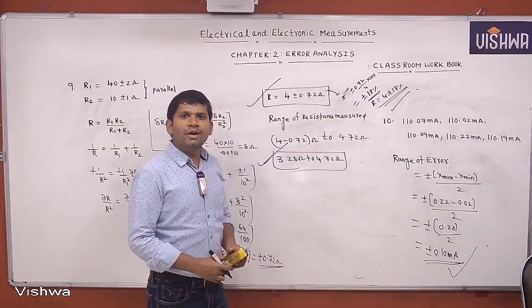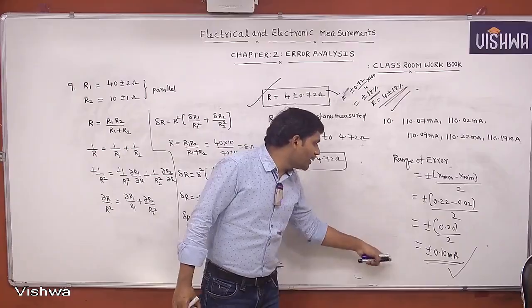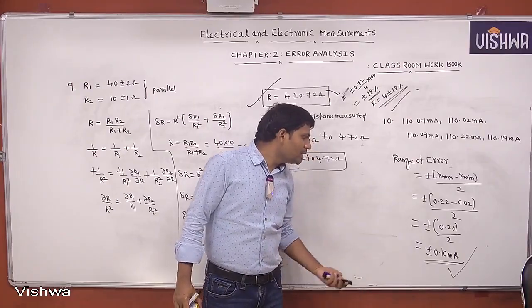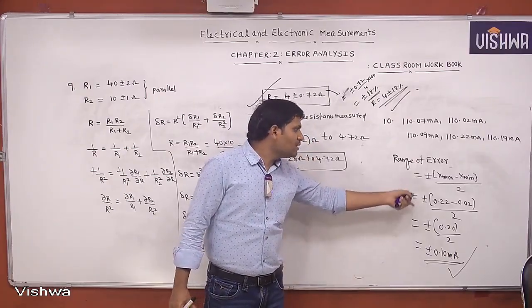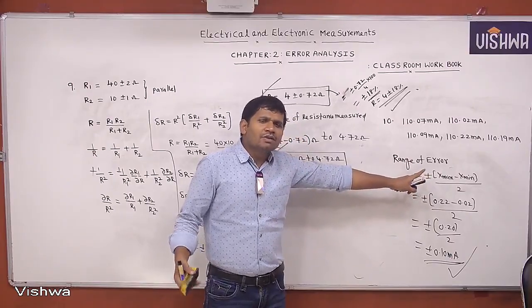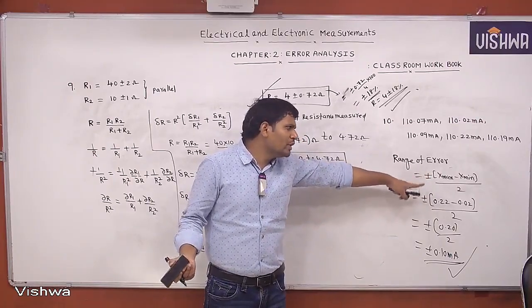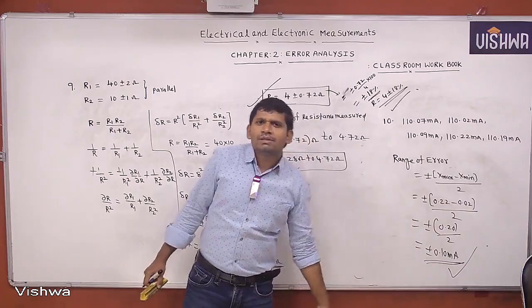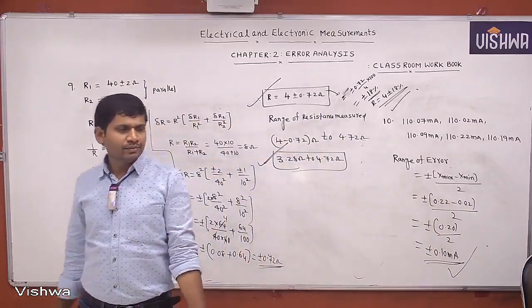Here the set of readings are given. You calculate the range of error, that is plus or minus 0.10 milliampere. X maxima minus, you take the average also, that average will be cancelled. But there is no need to do that, you can also solve it directly. Plus or minus 0.1 milliampere.